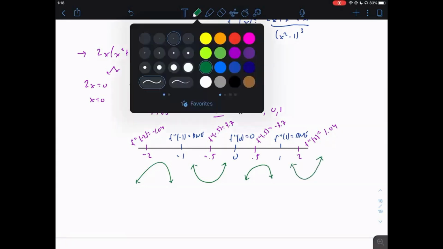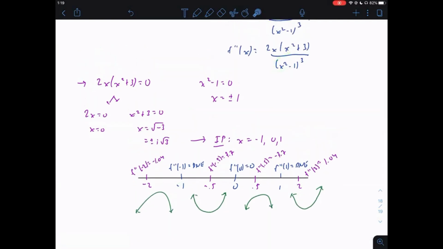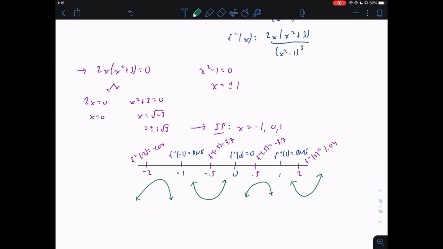Now this is where we've got to be careful, however. Again, -1 and 1, these two values that we found from the second derivative, came from the denominator, meaning that -1 and 1 are our vertical asymptotes. So in this case, we only have really one true inflection point, which is at x = 0. Your vertical asymptotes cannot be inflection points.